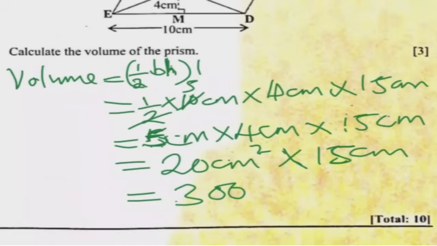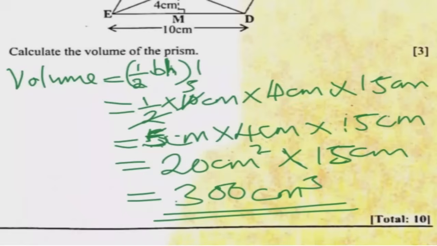Now remember, if you are having difficulties with multiplying like 20 by 15, just think of having 20 coins of 15 or 15 coins of 20. I know when it comes to money, you'll be accurate. With that aside, centimeters squared times centimeters gives us centimeters cubed. So the volume of the triangular prism above is 300 centimeters cubed. So this is how you go about it.